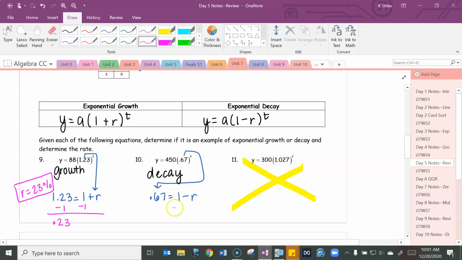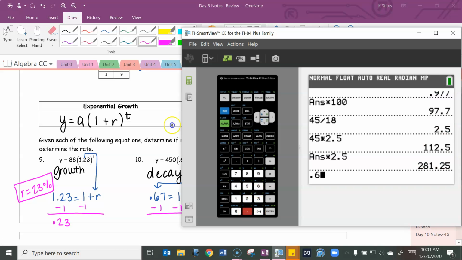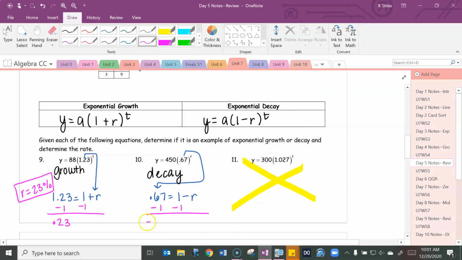And then for decay, you're doing the same thing. Subtract the 1 on each side. This one's just a little harder to do in your head. 0.67 minus 1 is negative 0.33. But again, don't be alarmed by the fact that it's negative. You still have to divide by your negative 1. And you should get r as 0.33, which is 33%.